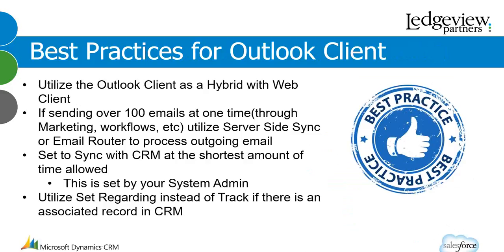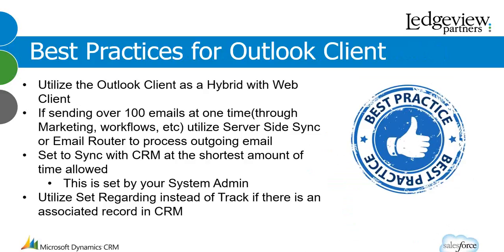If you're sending over 100 emails at one time, we highly recommend that you utilize server-side sync or email routers to process your outgoing email. How your current email configuration is set up is going to drive which one you'll use. But if you're sending more than 100 emails, you want to process them through that. The reason for that is the Outlook client can't process that many emails at once.